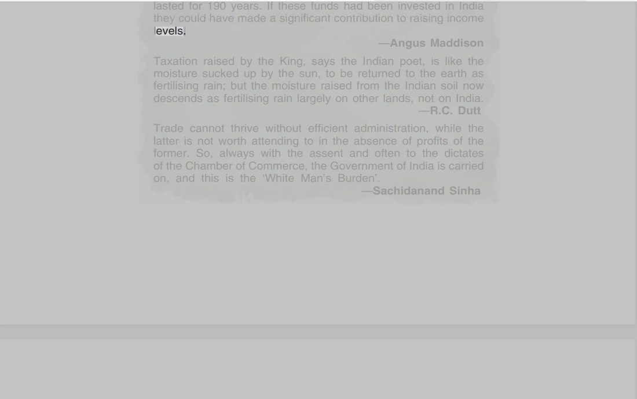Angus Madison: Taxation raised by the king, says the Indian poet, is like the moisture sucked up by the sun, to be returned to the earth as fertilizing rain. But the moisture raised from the Indian soil now descends as fertilizing rain largely on other lands, not on India.